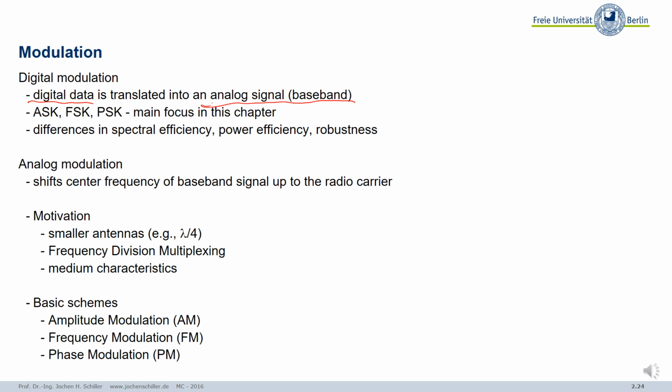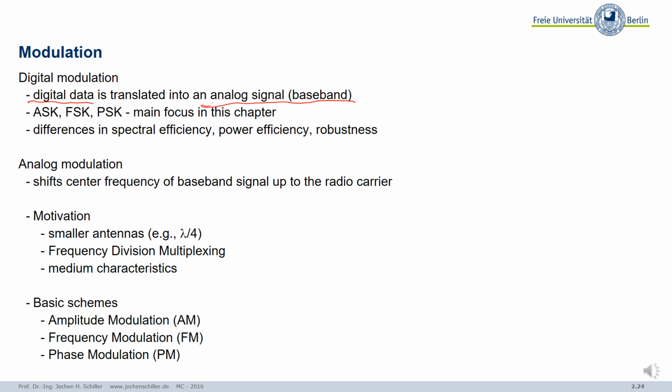And we also already learned in telematics what you can do: amplitude, frequency, and phase shift keying. That means you influence the amplitude, the frequency, or the phase of a signal, depending on the bits. And there are many differences in efficiency, robustness, etc. That's the main focus here. And after you have your so-called baseband signal, I will give you examples, then we have to shift the signal onto a radio carrier. That's the next step.